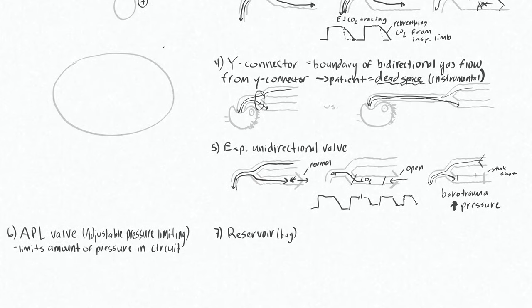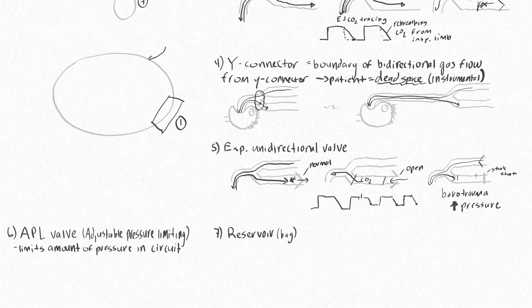We'll actually redraw this circle system. So we've lost it up there, and we'll draw it more like a circle this time as well. Ideally, you should be able to sketch this out really quickly just by drawing a circle and then adding these seven components. So number one is your CO2 absorber.